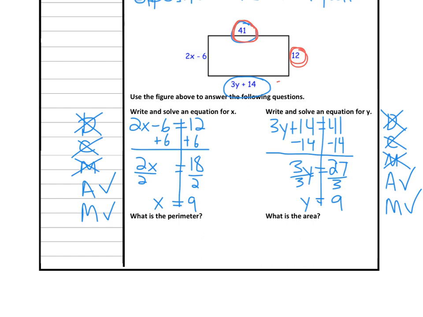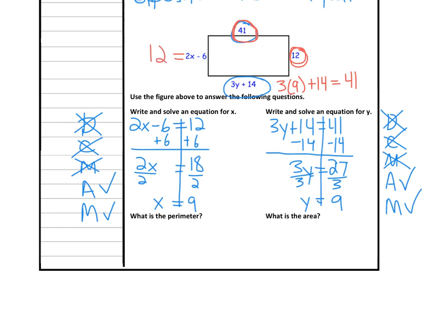So I need to plug that in and do 3 times 9 plus 14. And 3 times 9 is 27. 27 plus 14 gets me 41. Oh wait, I should have known that already because it should be the same as that top side. It's supposed to be equal, so I should have known already that that was going to be 41. That tells me that this side over here is going to be 12 already.